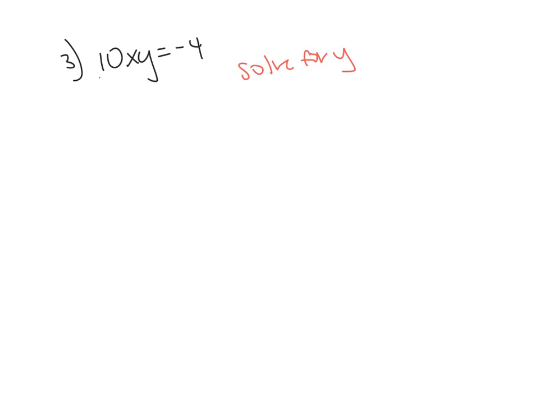So if we need to solve for y, that means we need to move the 10x over. Well, this is really 10 times x times y, so we can divide by 10x. So we're left with y equals, and we can simplify this, negative 4 divided by 10x. 4 and 10 are both even numbers, so we can divide by 2. So our equation in simplest form would be y equals negative 2 divided by 5x.